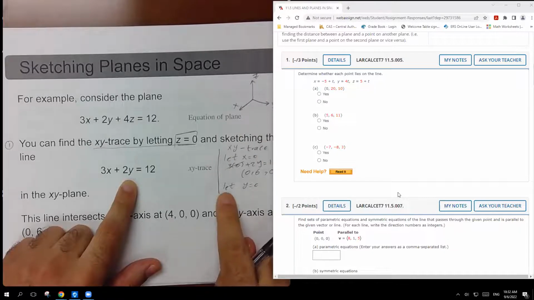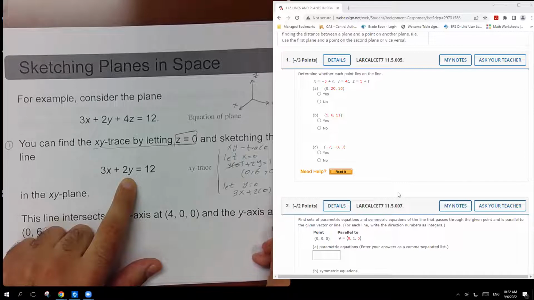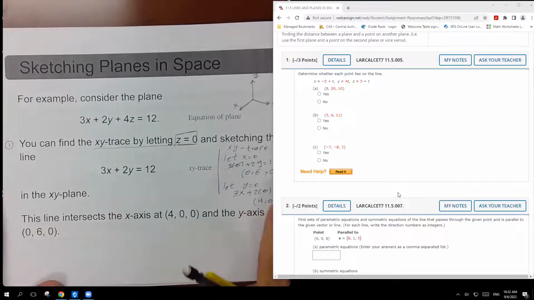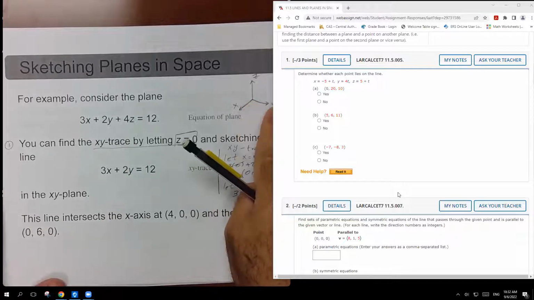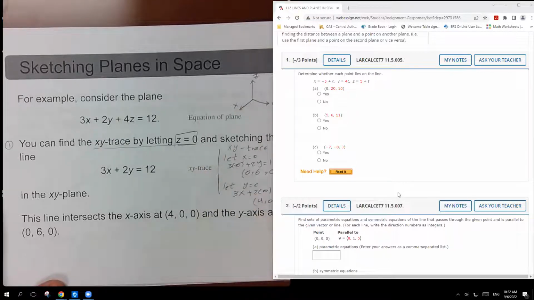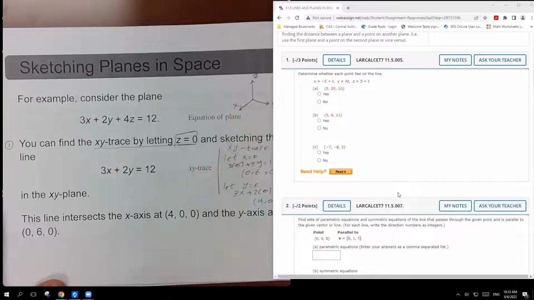Then we're going to find the other intercept, the x-intercept, by letting y equal 0. So I'm going to let y equal 0. That means it's going to be 3x plus 2 times 0 equals 12, so x is going to be equal to 4. So x is 4, y is 0, and z is 0. Here's the second point. Now I have 2 points, I can graph this one. One is going to be on the y coordinate and the other on the x coordinate. These 2 points, when you graph them, make the first trace, XY.